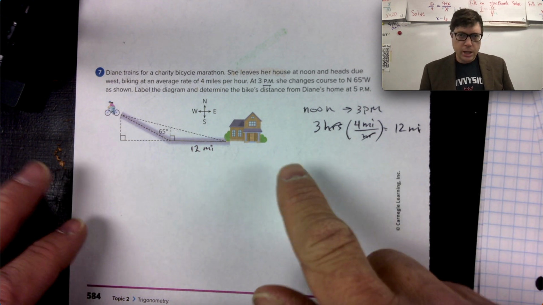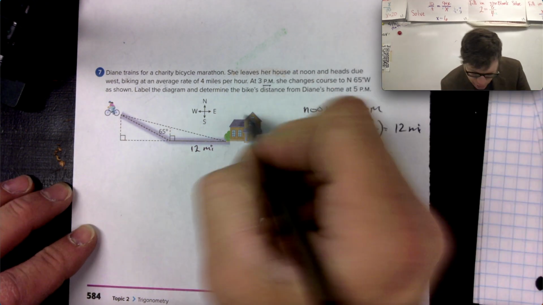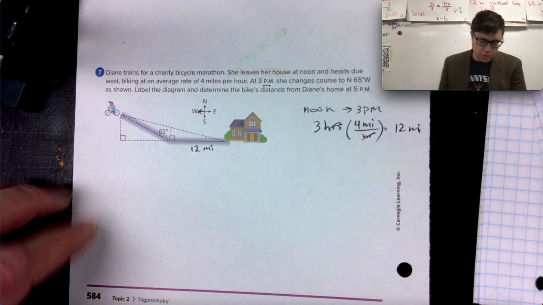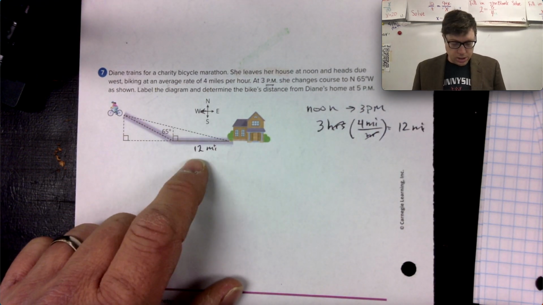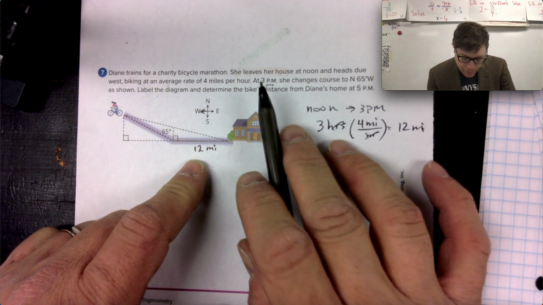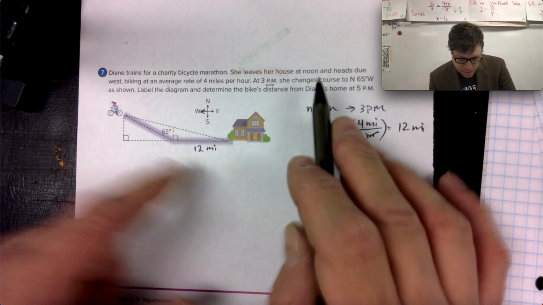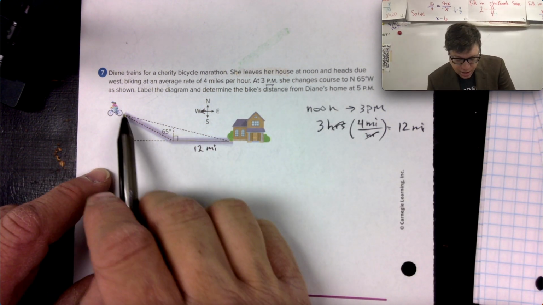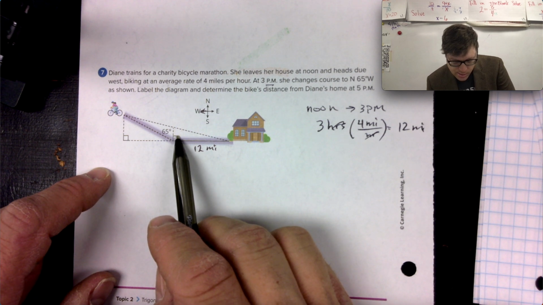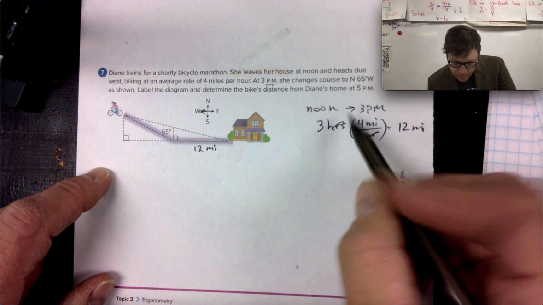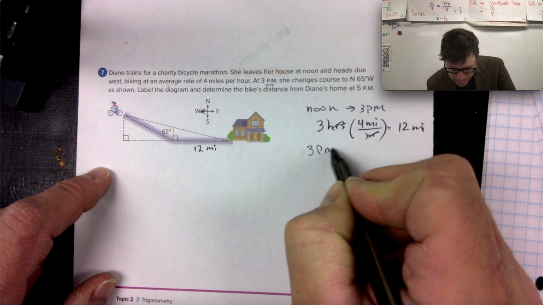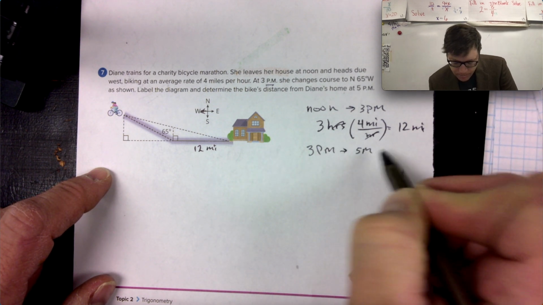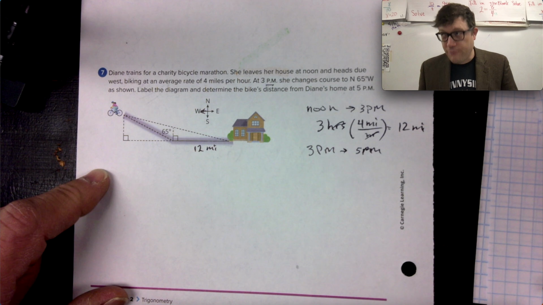Now, she's heading due west. So due west is this way, directly headed that way. So this is where our 12 miles is. At 3 p.m., she changes course, and so now she's going to go along this stretch, and she's going to travel from 3 p.m. to 5 p.m., which is 2 hours, at 4 miles an hour.